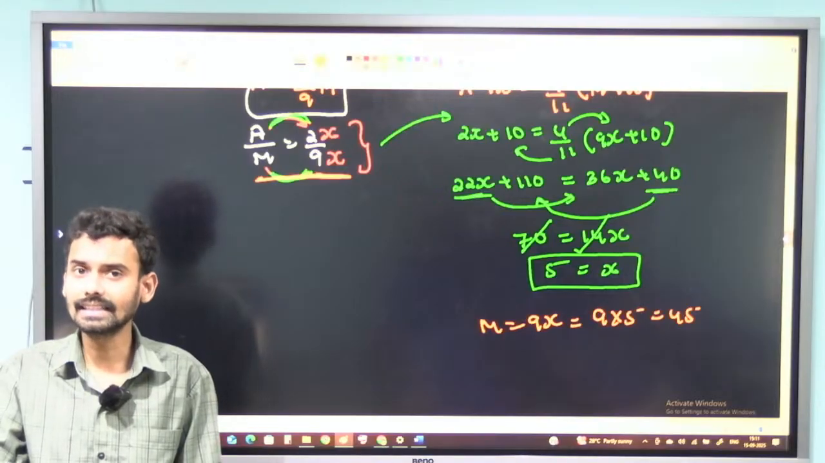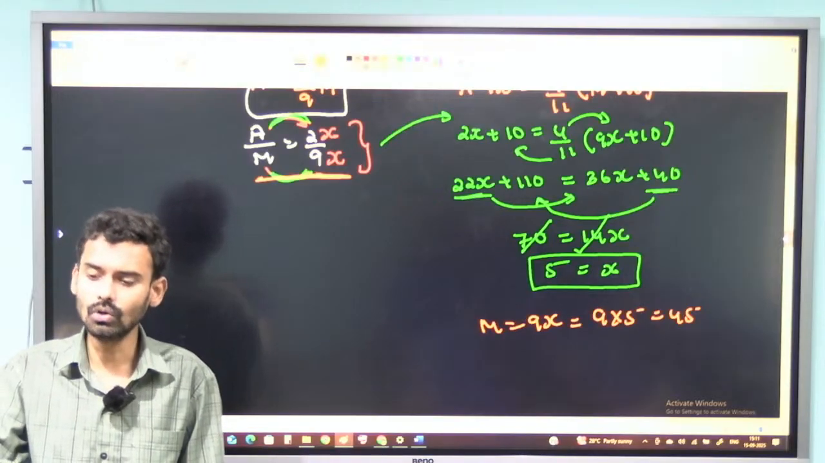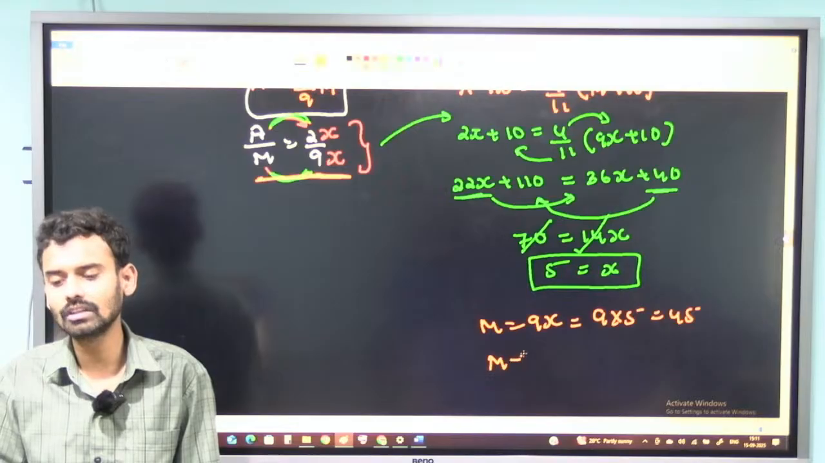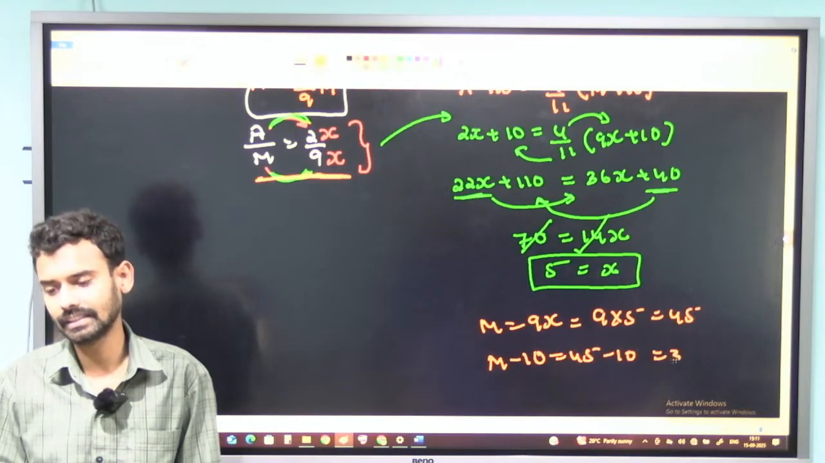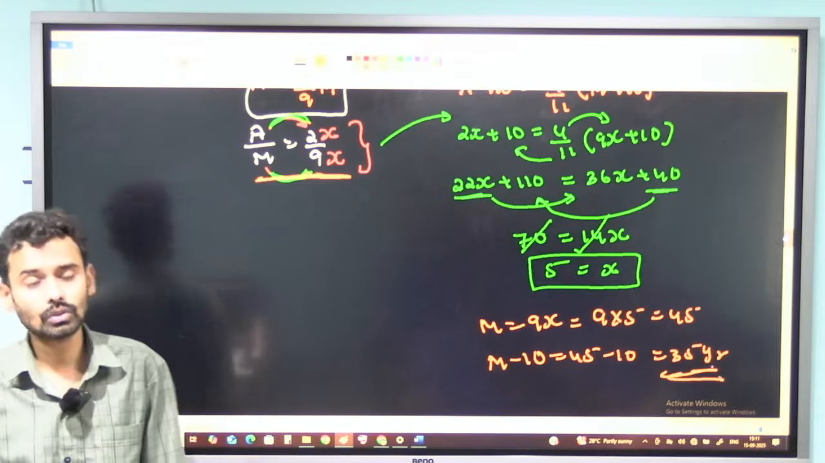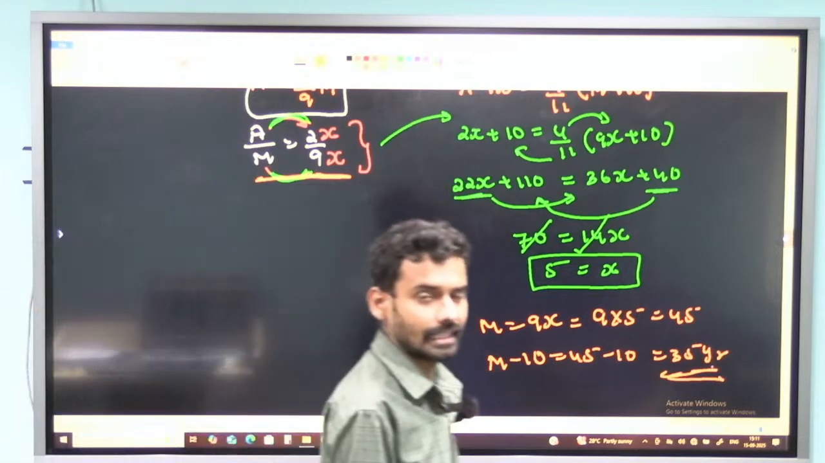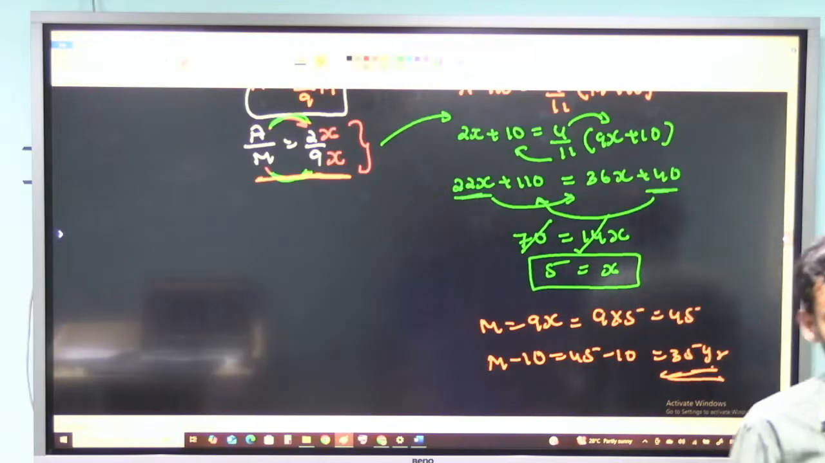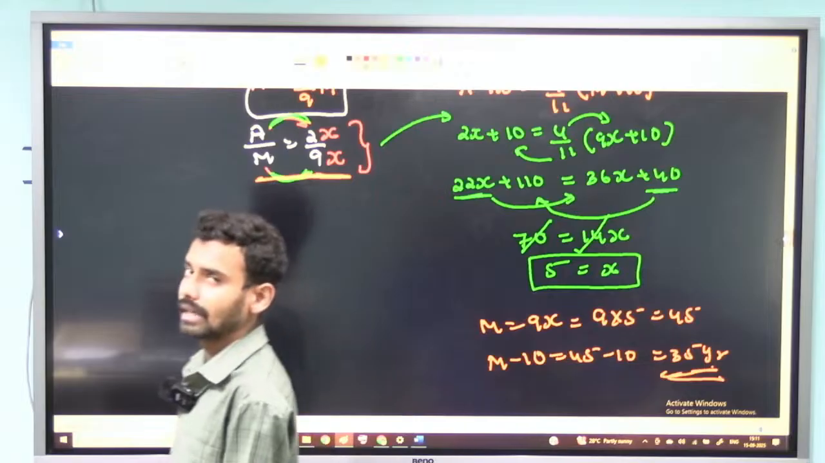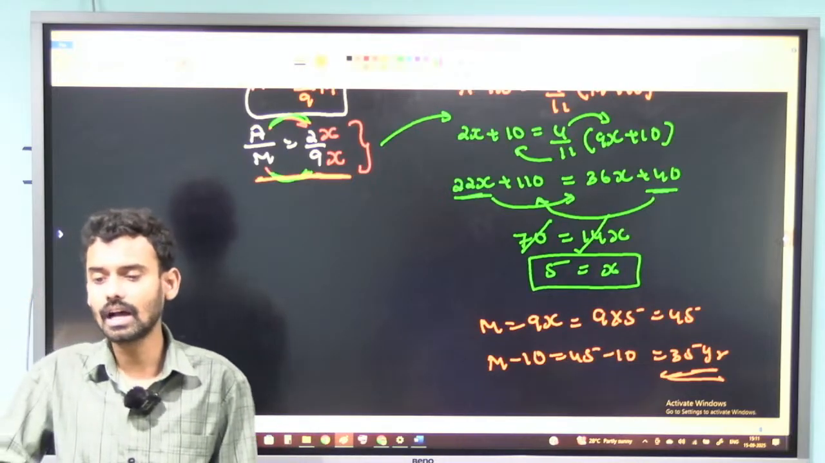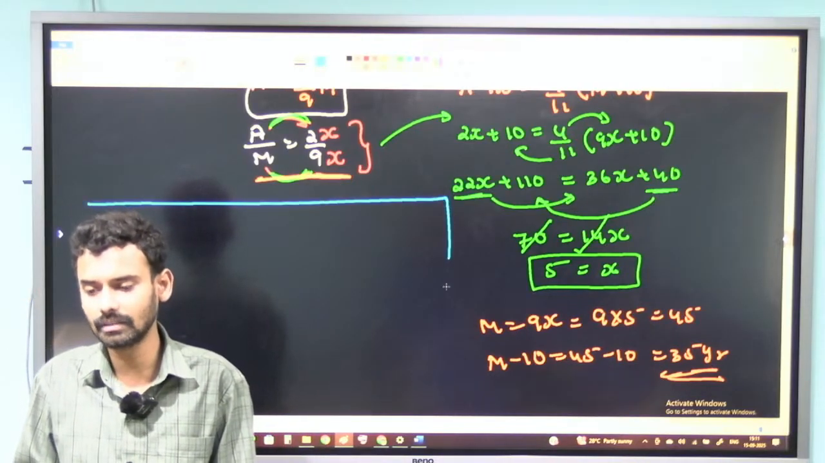But the question is asking the mother's age 10 years ago. So 10 years ago, obviously her age will be 10 less. So the answer will be 45 minus 10, which is 35 years. So this is how we will be solving the age based questions using the basic method by solving the equations. However, we can use the ratio method here to get the answer very quickly. The ratio method will be like this.